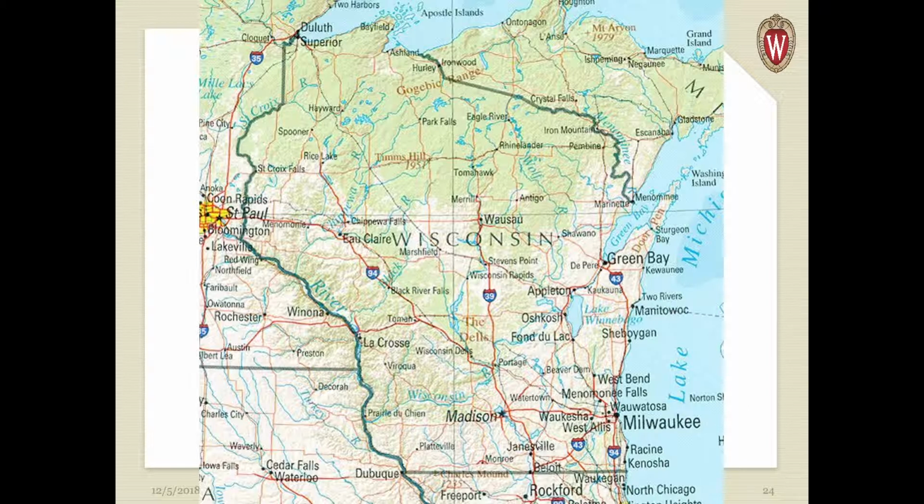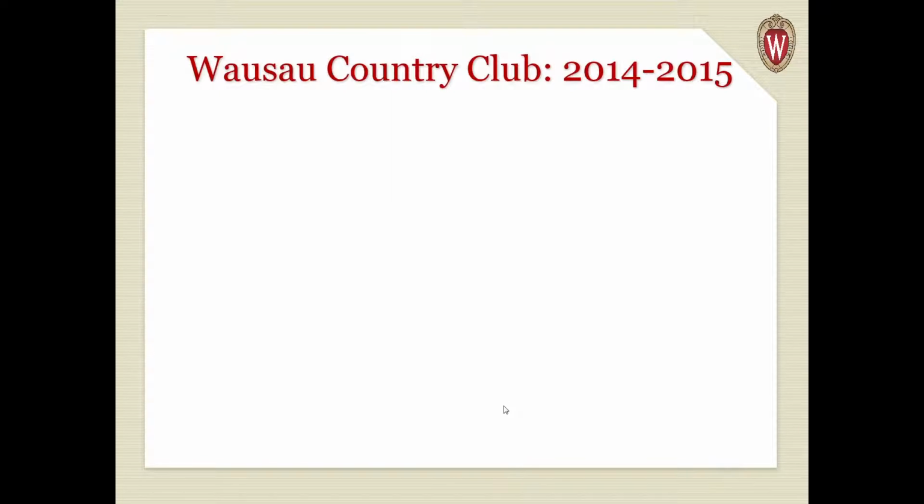So here's a picture of the great state of Wisconsin. We test at 3 sites, one way up here in Marquette, Michigan at Marquette Country Club, one here in the central part of Wisconsin at Wausau Country Club in Wausau, and then the other one is down here at Cherokee Country Club in Madison, Wisconsin. So I'm going to show one result from a couple winters ago from Wausau Country Club.